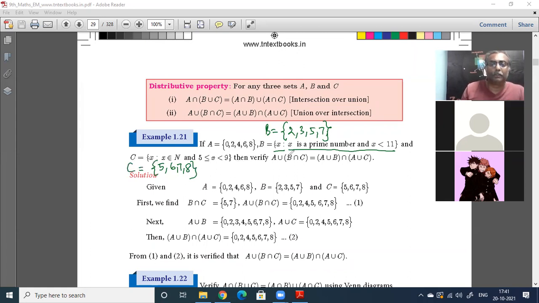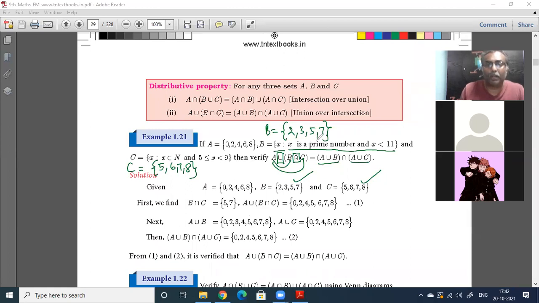Now you have this. He's asking to verify the distribution law of union over intersection. Why am I saying union over intersection? Because union is first, and intersection is inside the bracket, second. That means A union B and A union C will be there, and the intersection will join them in the middle like that. Given A is equal to 0, 2, 4, 6, 8, B is equal to 2, 3, 5, 7, and C is equal to 5, 6, 7, 8.